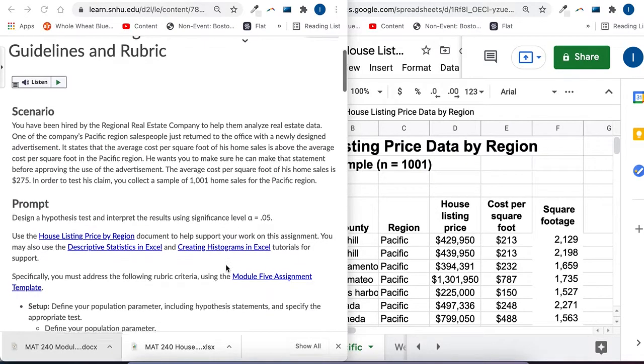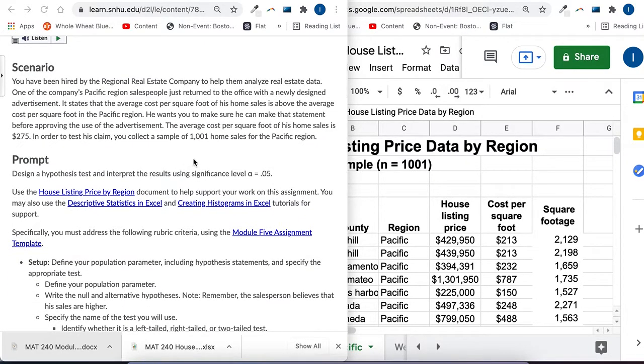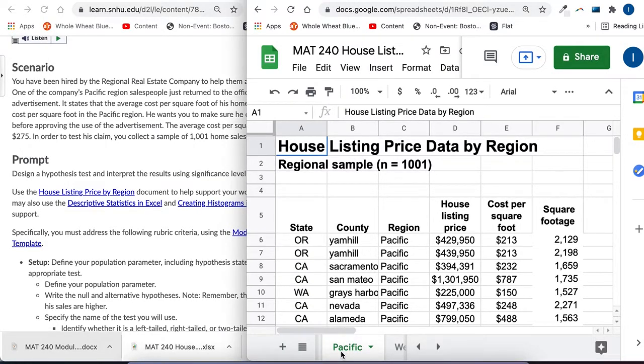Doing like a big hypothesis test. And if you read through the instructions, the hypothesis is that this person's sales of $275 are greater than the average sales in the Pacific region. Okay, so I don't want to give away too many answers. So make sure you use the Pacific region when you do your tabs.